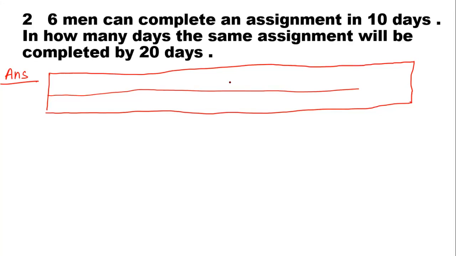What will we write here? Number of men, and number of days taken to complete the assignment. Both are numbers, the unit is number. So 6 men take 10 days to complete the assignment.